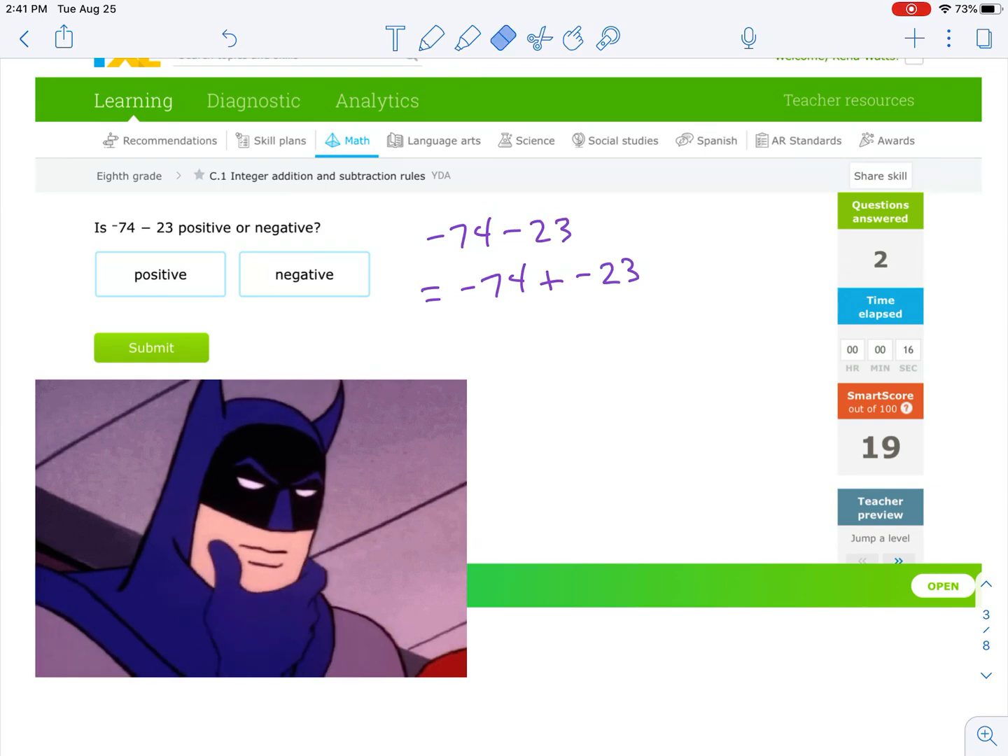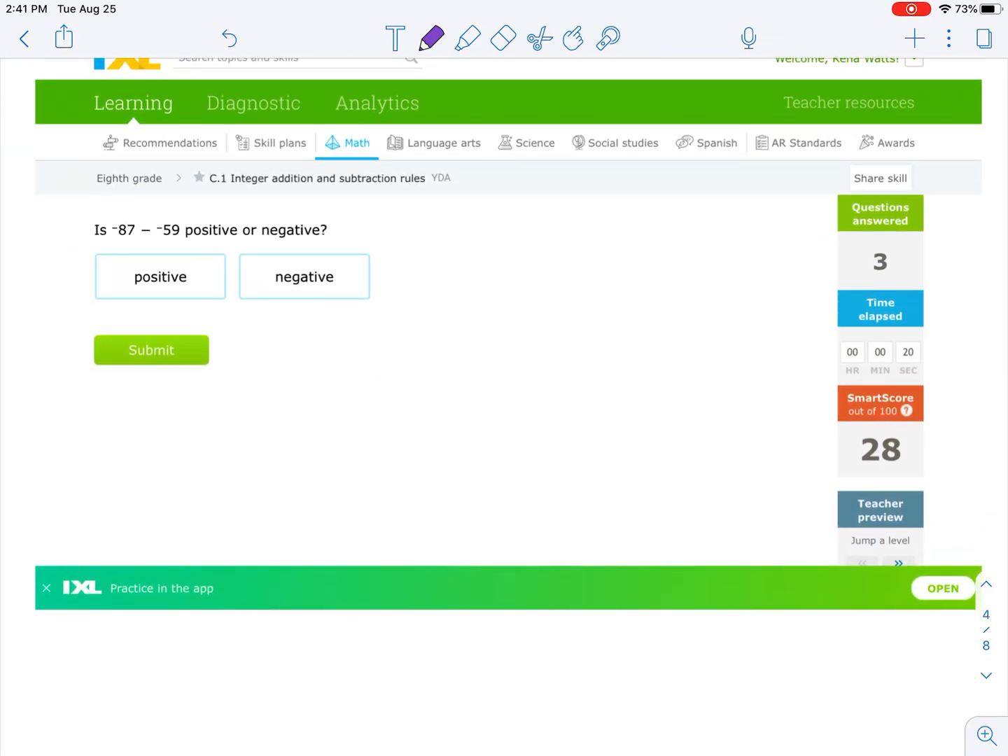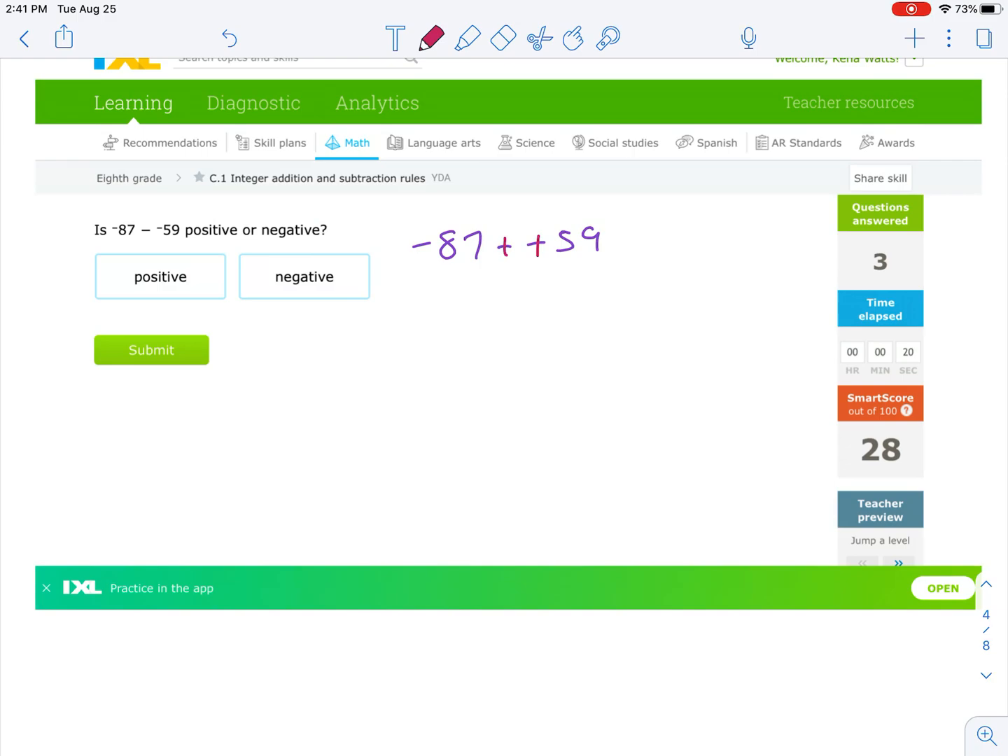So look, the signs are the same. They're both negative, so I would add these numbers together, and when I add two negatives together, it's a negative number. Okay, so again, when we see two negatives right next to each other, we always want to immediately know that that's really addition. Okay, it only works when they're right next to each other.